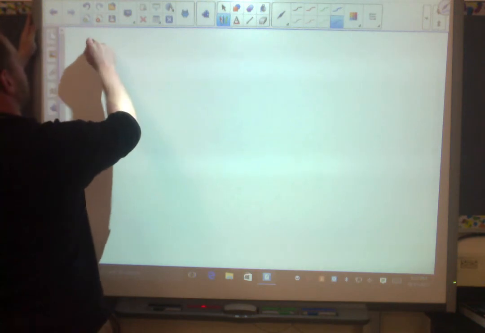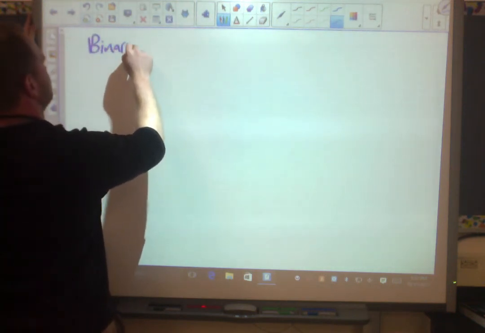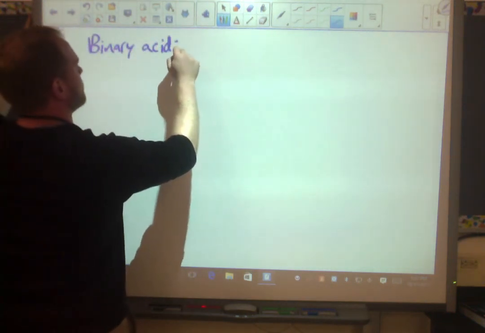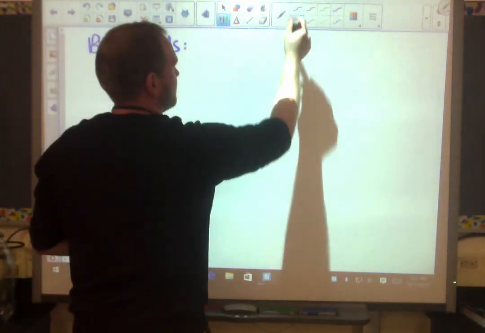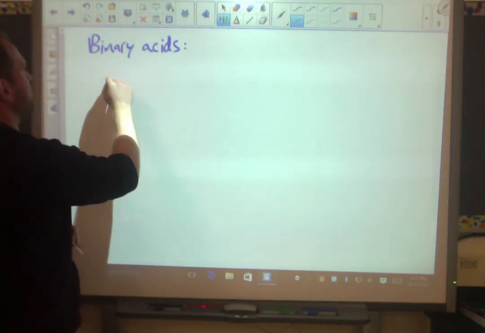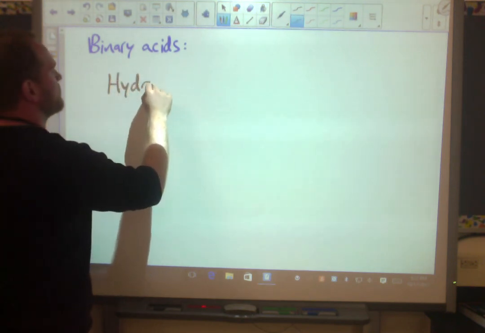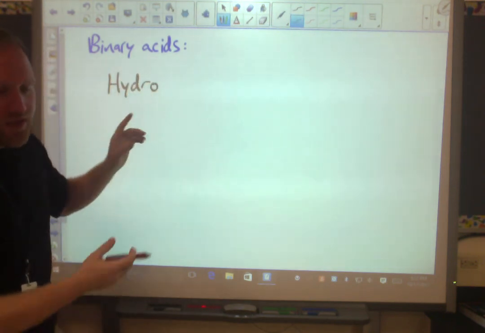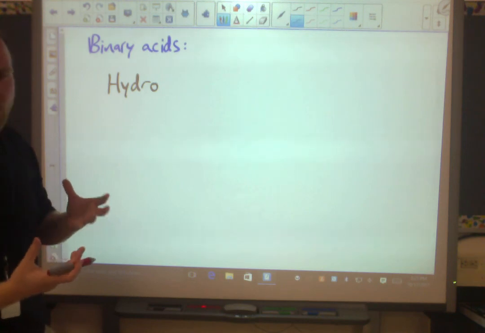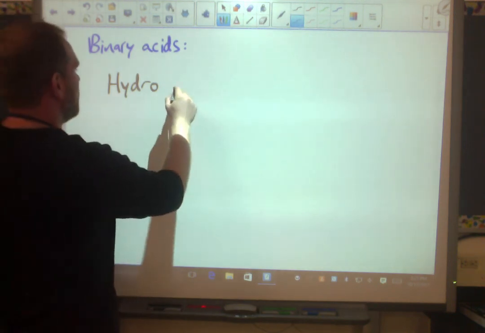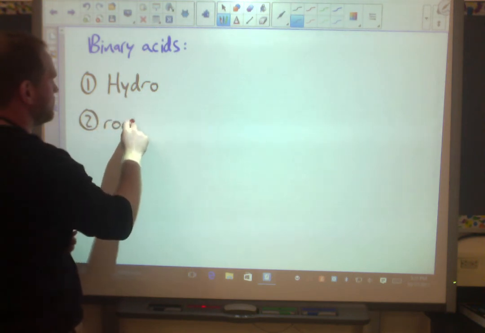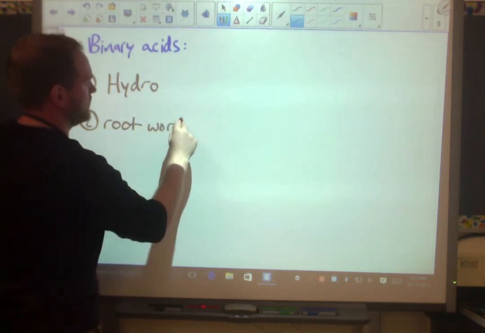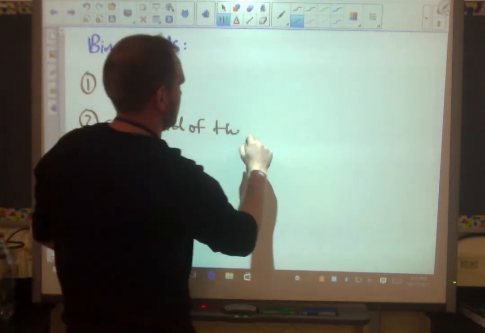Starting with binary acids. For this, you're going to say the word hydro first. Not the full word, it's the prefix. So it's going to be hydro. Then it's going to be the root word of the anion. So, let's say this: 1, hydro; 2, root word of the anion.